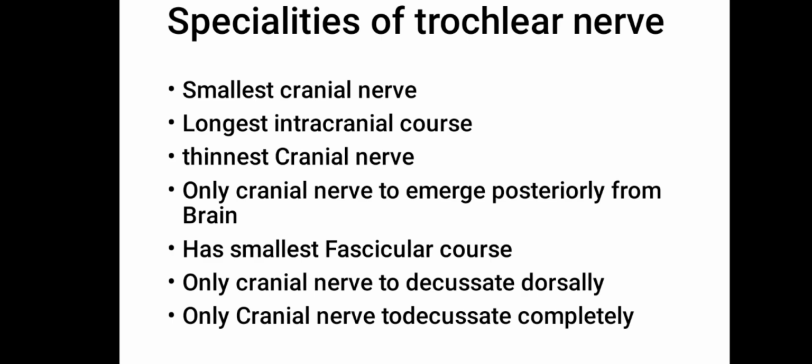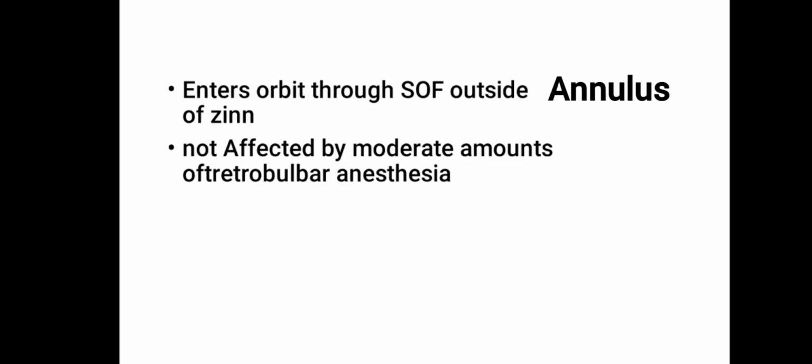So this is the smallest cranial nerve. It has the longest intracranial course, the thinnest cranial nerve, the only cranial nerve to emerge posteriorly from the brain, and the only cranial nerve that decussates dorsally and completely. Among all the nerves which supply the extraocular muscles, this is the only nerve which will enter through the superior orbital fissure outside the annulus of Zinn. It is not affected by a moderate amount of retrobulbar anesthesia.